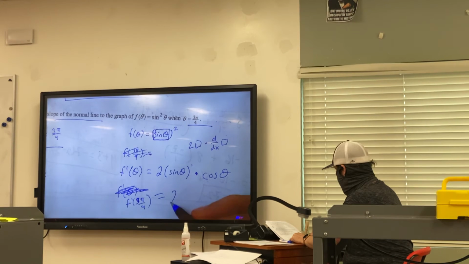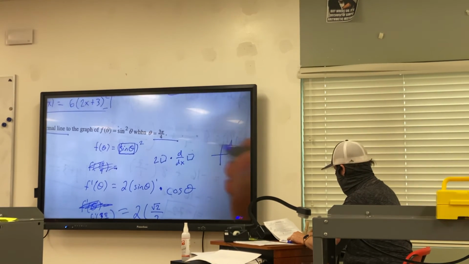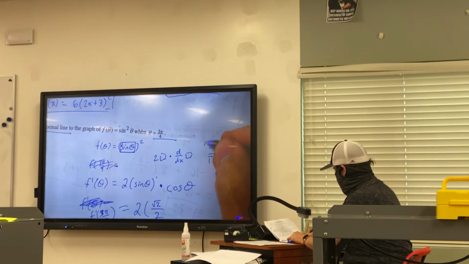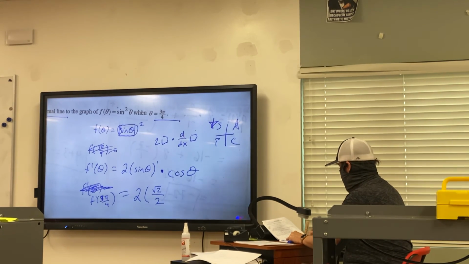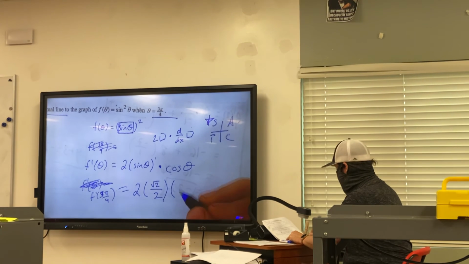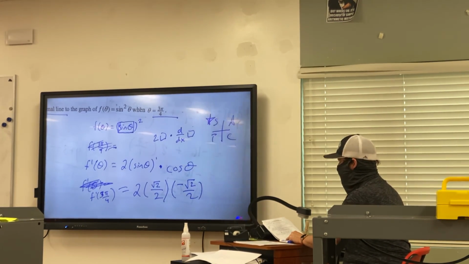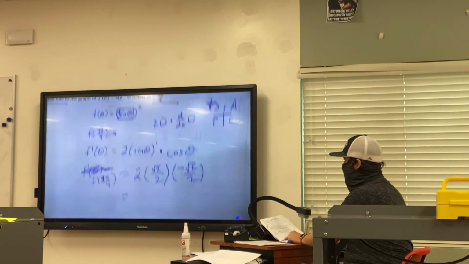What's sine of 3 pi over 4? Radical 2 over 2, positive or negative? Positive, because think all students take calculus. Which quadrant is 3 pi over 4 in? The second one. And then times cosine of 3 pi over 4 would be negative radical 2 over 2, because that's in the sine quadrant. So it's negative. So here, we're going to have a lot of canceling.